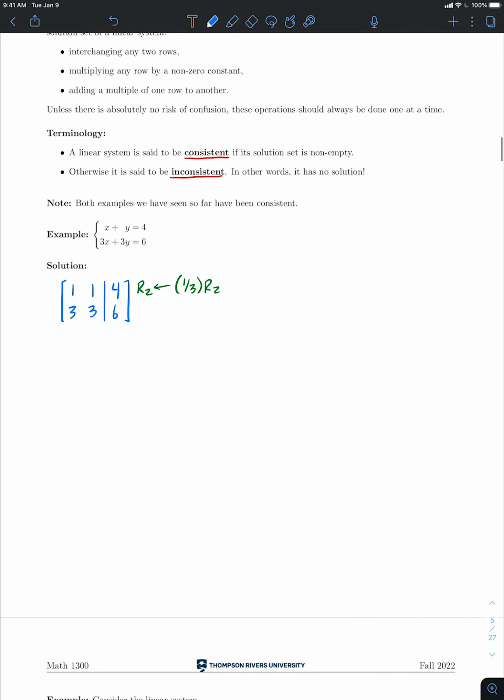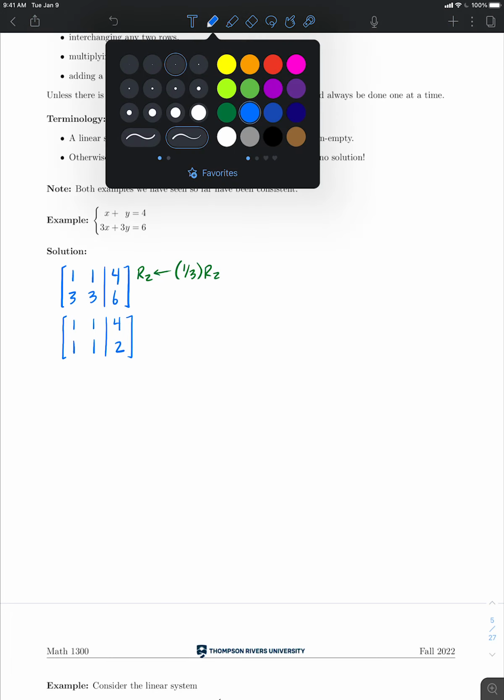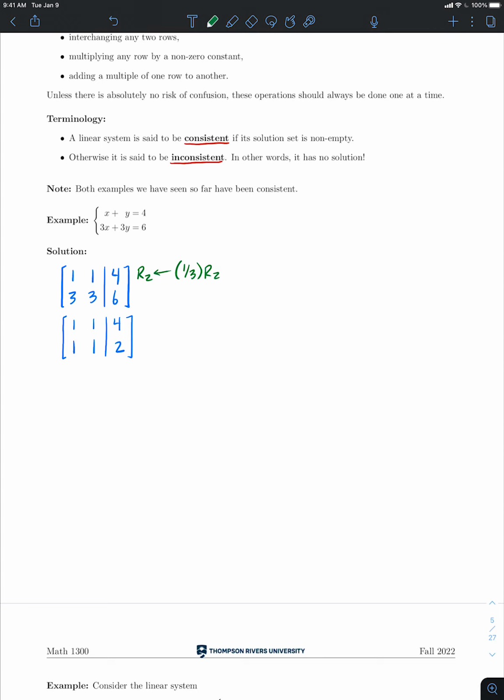So okay, what's that going to accomplish? Well, the first row is going to stay the same. We're going to end up with 1, 1, 4 still. That's not going to change. And the second row is going to change, though. If you multiply each of those entries in the second row by 1/3, you're going to get 1, 1, and 2. Okay, so now I'm going to take row 2 and subtract row 1 from it. So I'm going to replace row 2 with row 2 minus row 1.